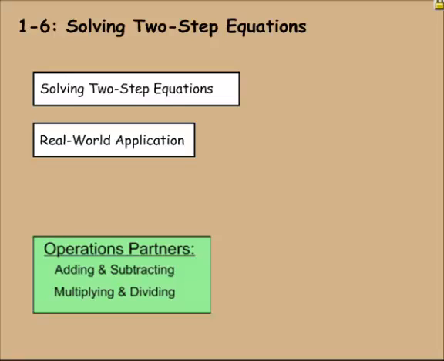So for lesson 6 of chapter 1, we're solving two-step equations. This is a step further from our last lesson, which we did one-step equations. Same idea for the most part. So we'll solve some two-step equations and then we'll do a real-world application. Just a reminder about the operations partners that we learned last time, that adding and subtracting cancel each other out, and multiplying and dividing cancel each other out.